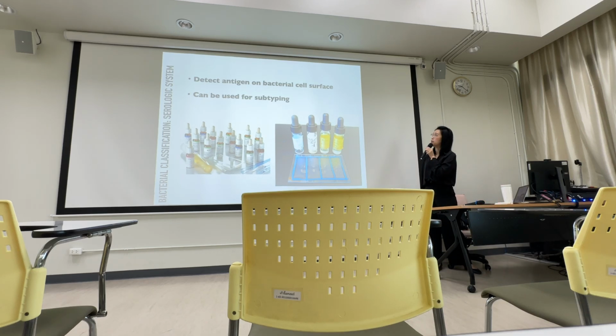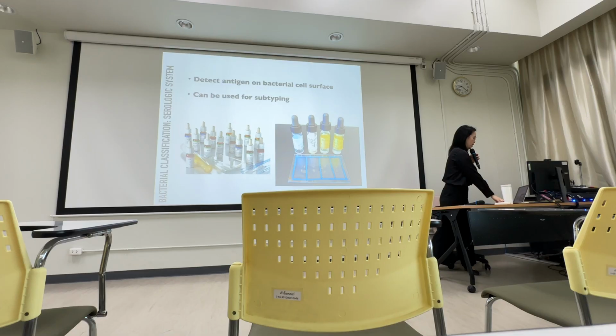And the other one is serological. We determine the protein on the cell surface of the microbe, and then we use a specific antibody to group them. So if they're specific to those antibodies, we can identify the type of those bacteria too.